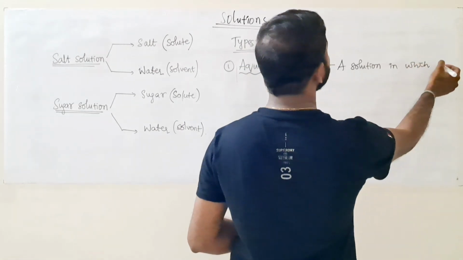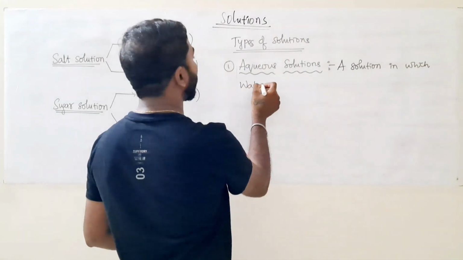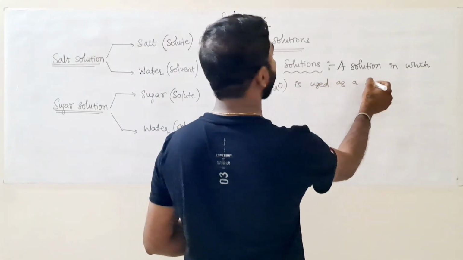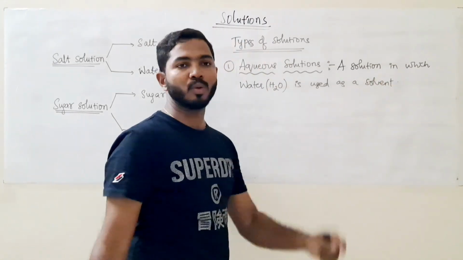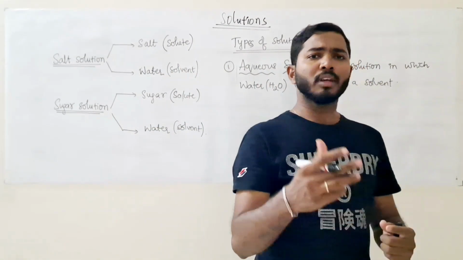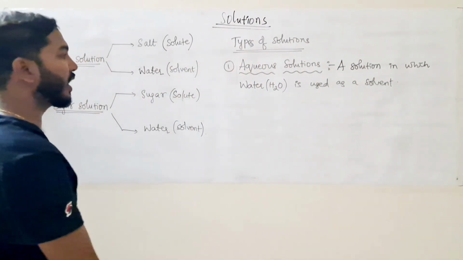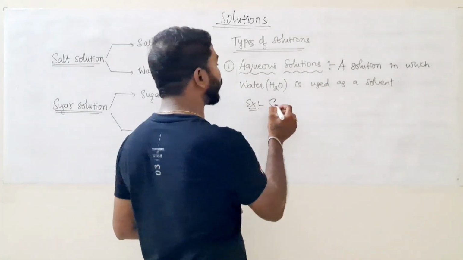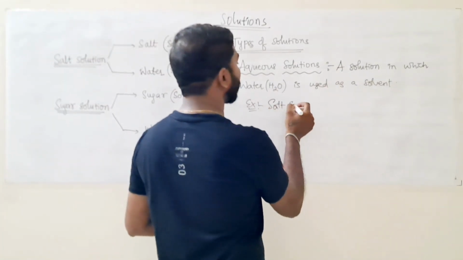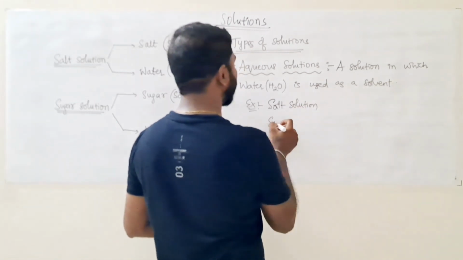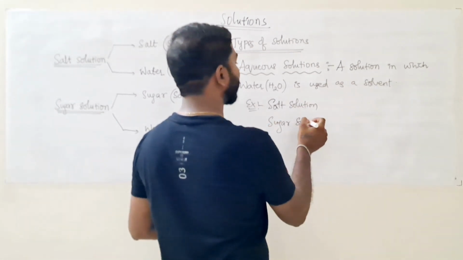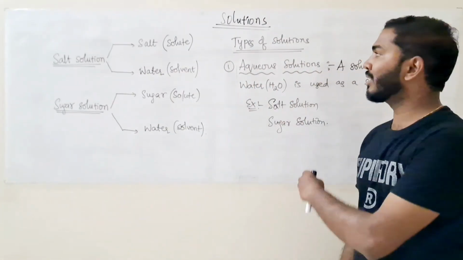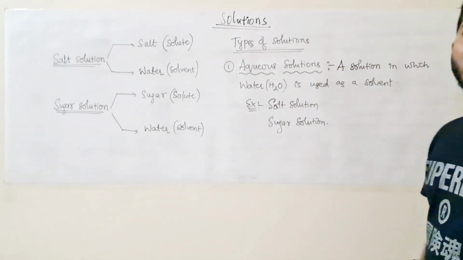So a solution in which water is used as a solvent is called an aqueous solution. Hope it is clear. Just now, we can say these two examples on the board: salt solution and sugar solution. So we can consider these all as aqueous solutions. Please try to take the screenshot.